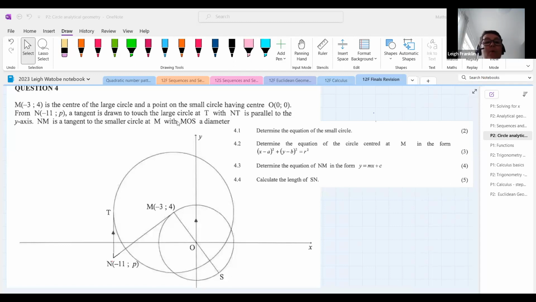They've told us that MOS is a diameter. They've also told us that NM is a tangent to the smaller circle. So you've got a right angle over there because the diameter is perpendicular to the tangent. Now when they ask us to calculate the length of SN, can you see SN is not even drawn? But we can connect S to N, even though it's not there, and we could possibly use the theorem of Pythagoras to work out the length of SN. Does that make sense to you now?